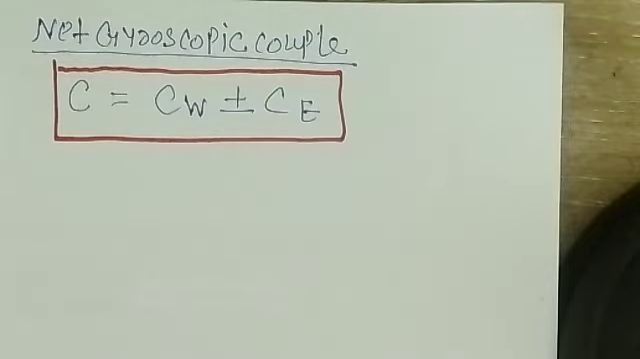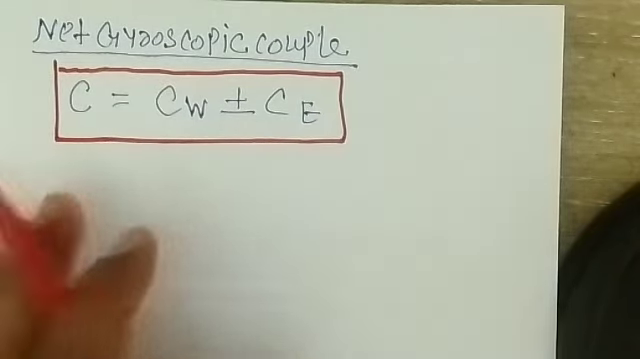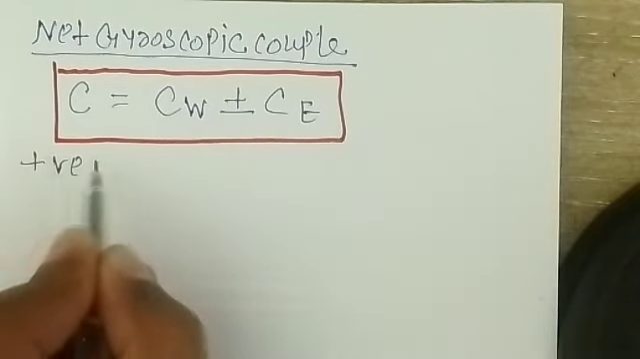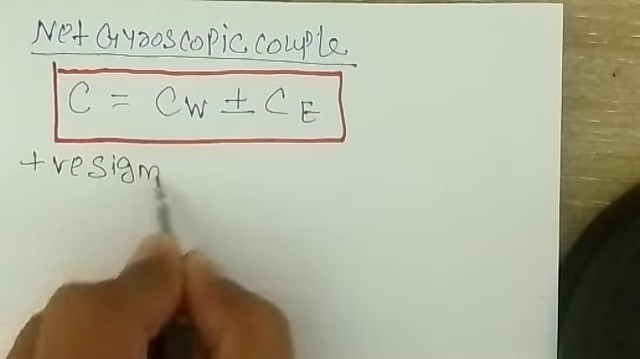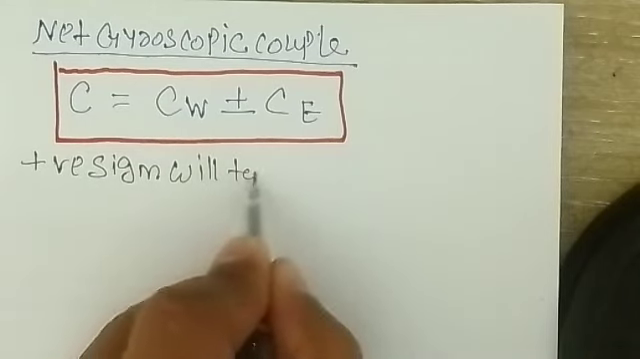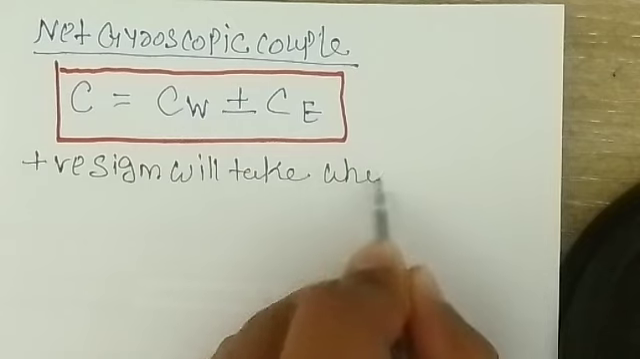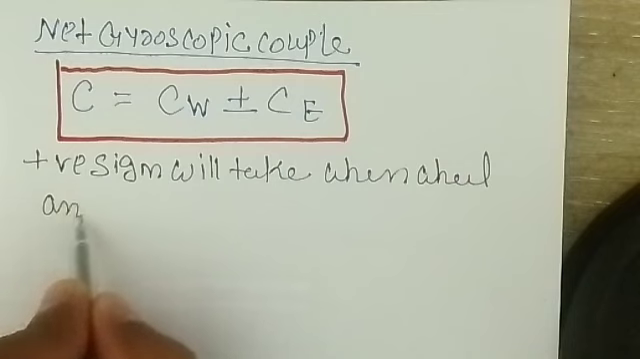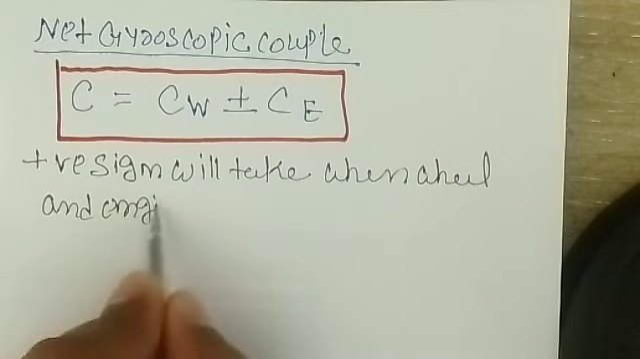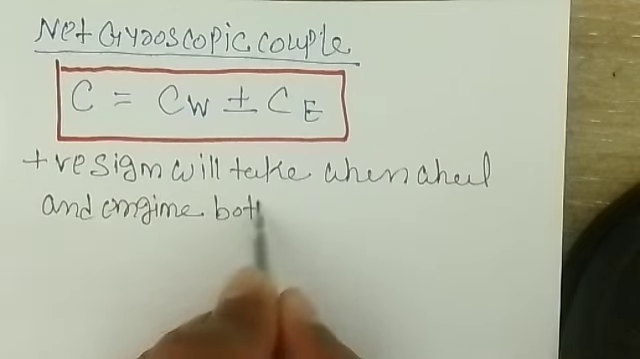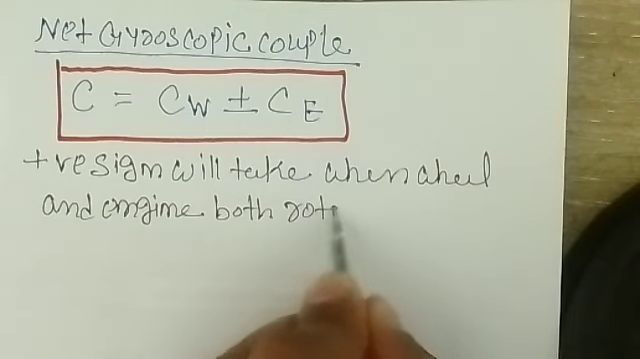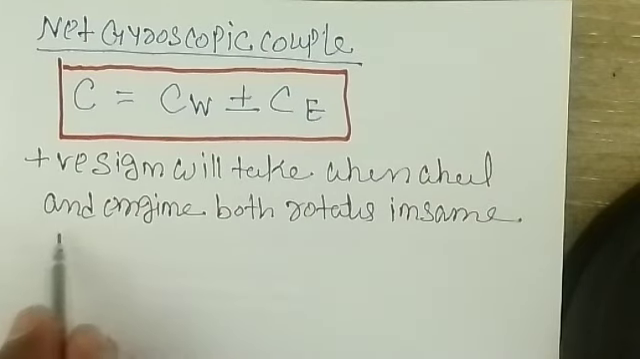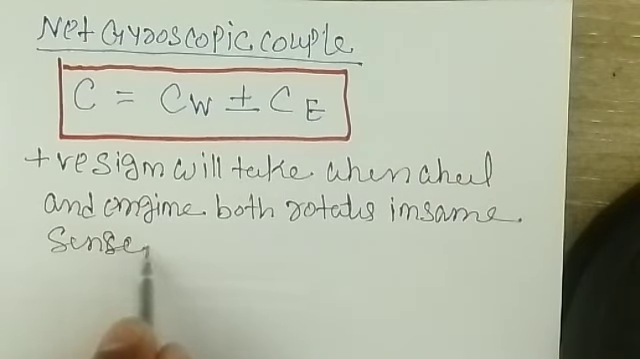So positive sign we can write, but it's better that we can write this. So you can say in short, positive sign will take when wheel and engine both rotate in the same sense, right? Both rotate in the same sense. I already explained to you, right? That is what is same sense and what is opposite sense.